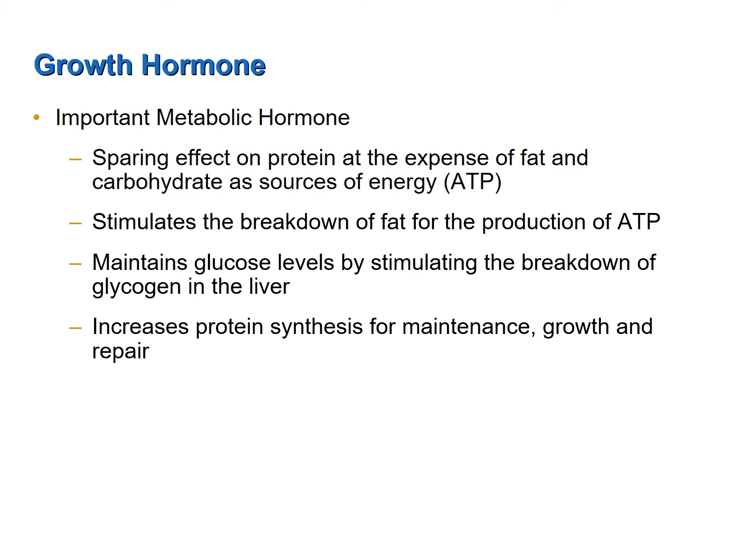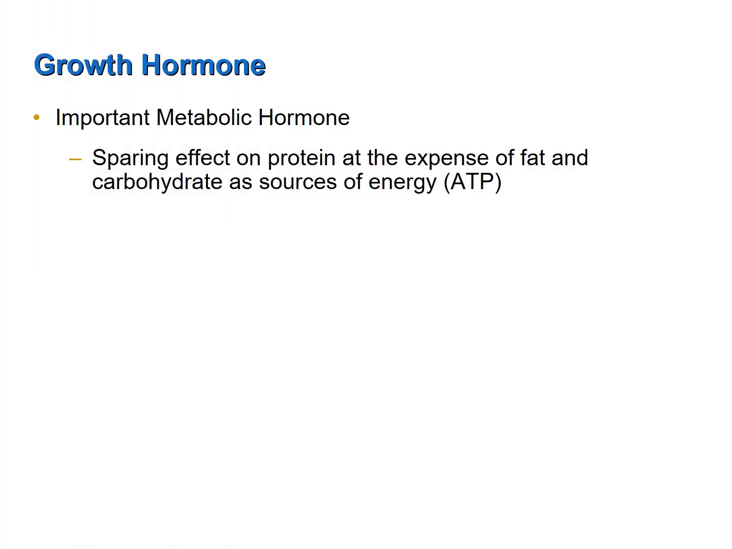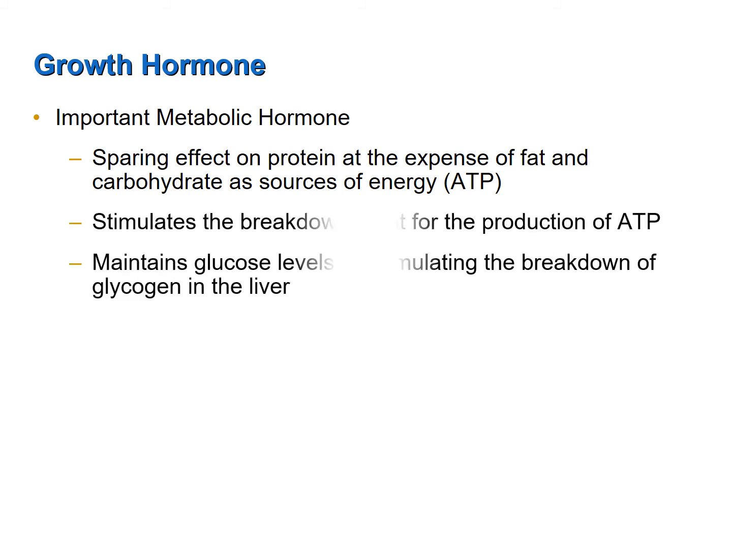And remember that protein is primarily used in the body for maintaining the structural integrity of our cells, tissues, and organs. Growth hormone is a very important metabolic hormone. Overall, growth hormone causes the body to preferentially use fat and carbohydrate as a source of ATP, while sparing amino acids to maintain and build proteins.